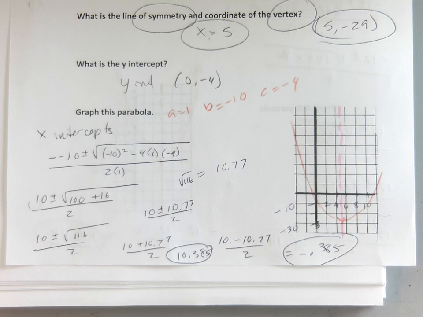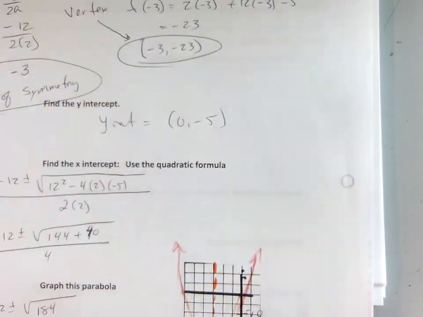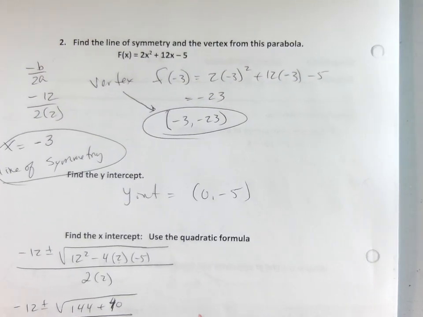All right, again, you can pause this video anytime you want. I'm going kind of fast, so you might want to ask to have a pause, okay? Turn to the page. All right, number 2 says find the line of symmetry and the vertex from this parabola, okay? And then we're going to graph it.